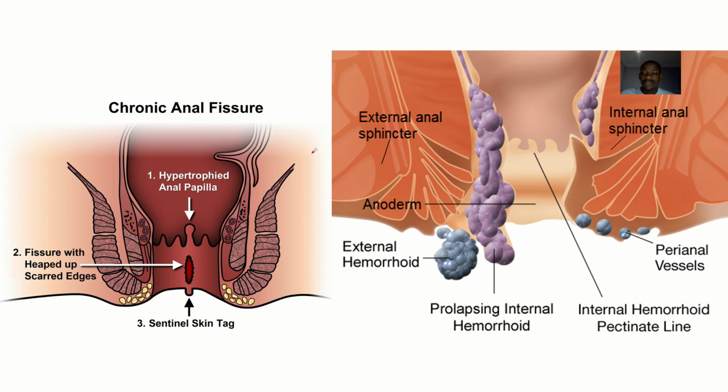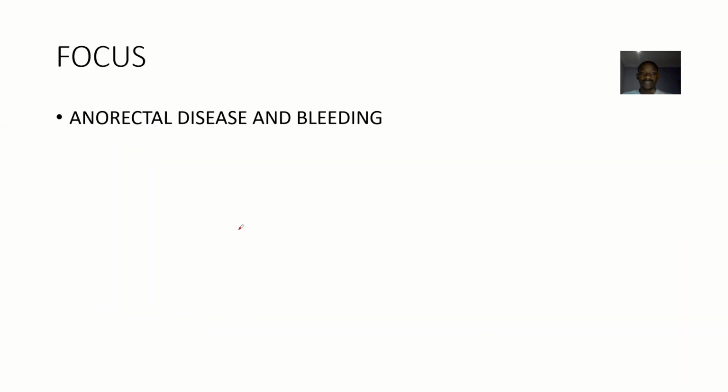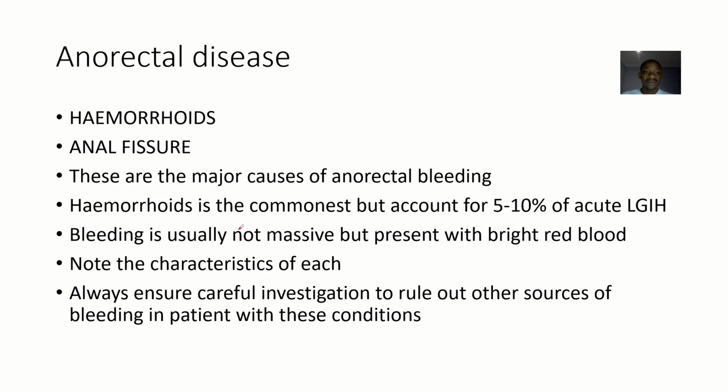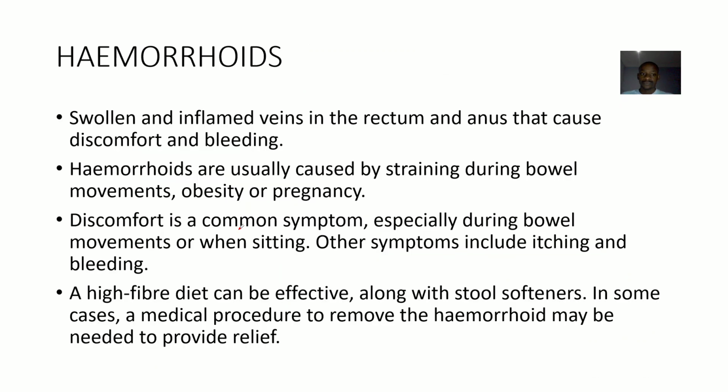We actually have two common anorectal diseases. Hemorrhoids, which could be external, internal, or prolapsing internal hemorrhoids. And then anal fissures. All of these could be examples of anorectal disease or anorectal bleeding. We'll talk about the two major ones: hemorrhoids and anal fissure.